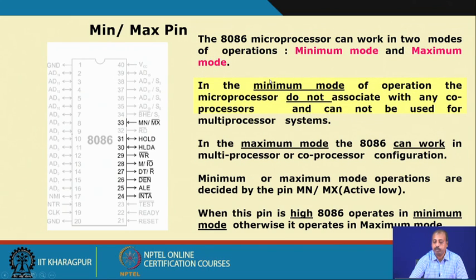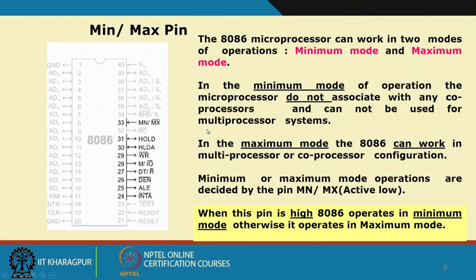So, in minimum mode of operation it does not associate with any of the other processors. Then in maximum mode, it can work in a multi-processor environment. So, you can put a number of processors and they will be cooperating with each other for getting some job done. That way you can put it in a multi-processor environment.